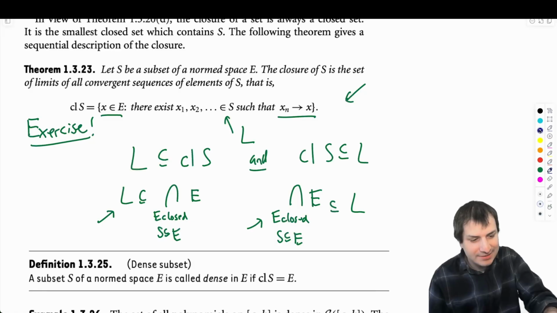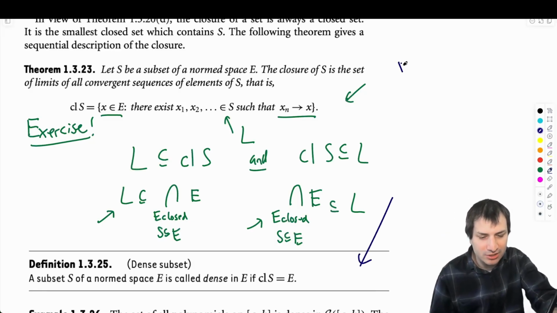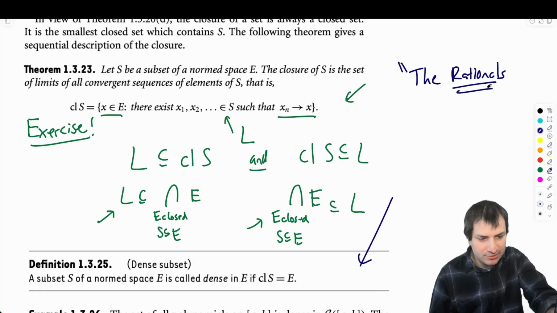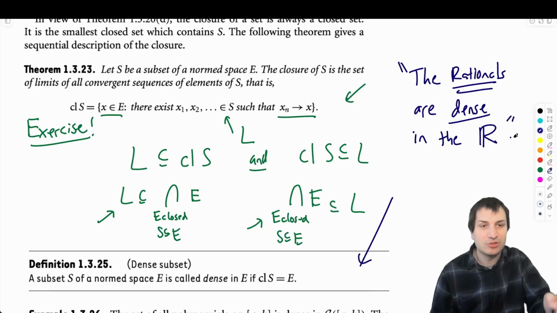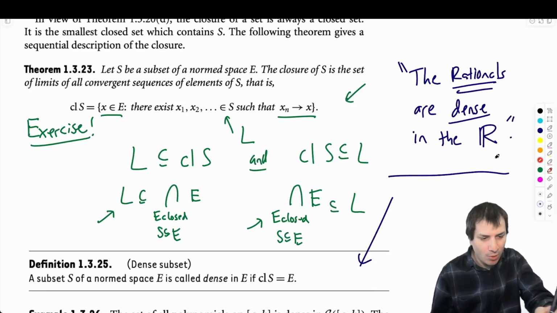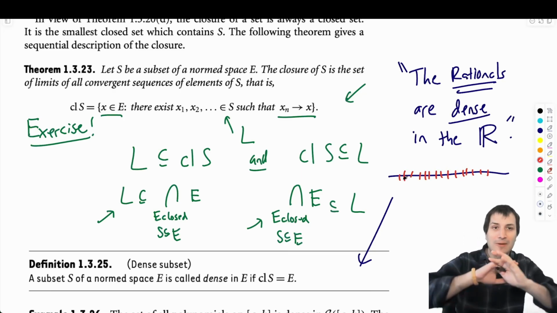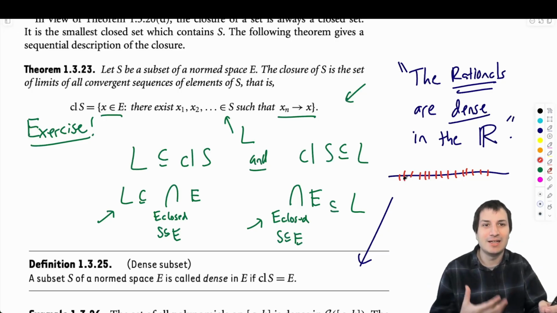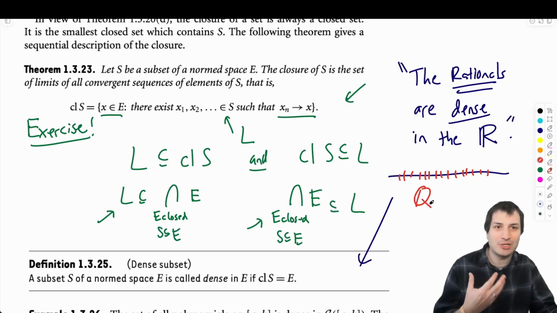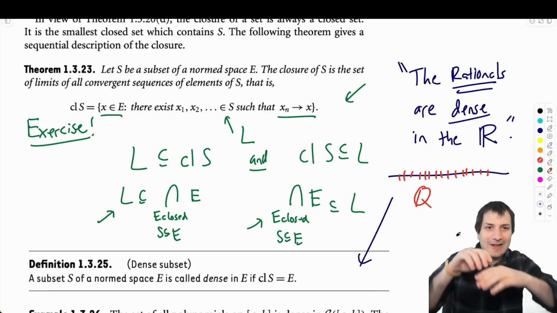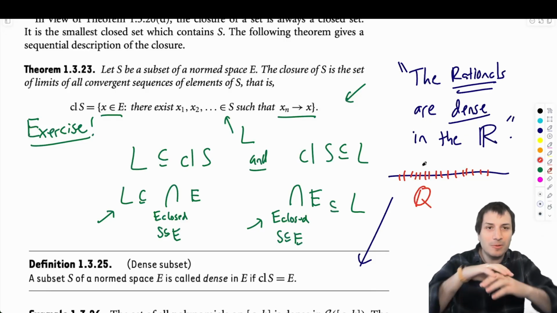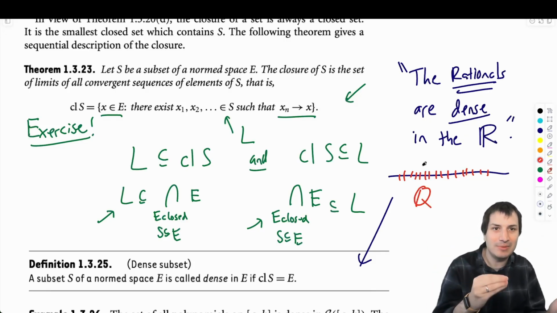The classic example of this is the rationals are dense in the reals. So what this means is if you think of a number line and you think of only the rational numbers, so the rational numbers are some kind of subset of the reals. Most numbers in some sense are not rational. Most numbers are irrational. But if you take just the rational numbers, there's sort of enough of them that you can construct any real number as a limit of rational numbers.